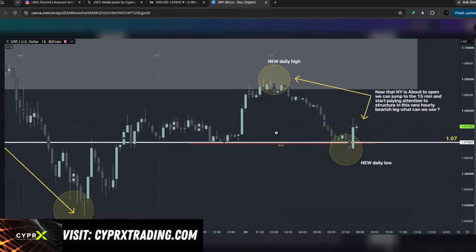So if we are going to be buyers coming into this New York session, considering that right now everything is pointing towards, before New York session, that sellers are still in control, can someone tell me what's something that we would have ideally liked to see before we bought or scalped XRP for buy positions today? Someone give me something, one thing.